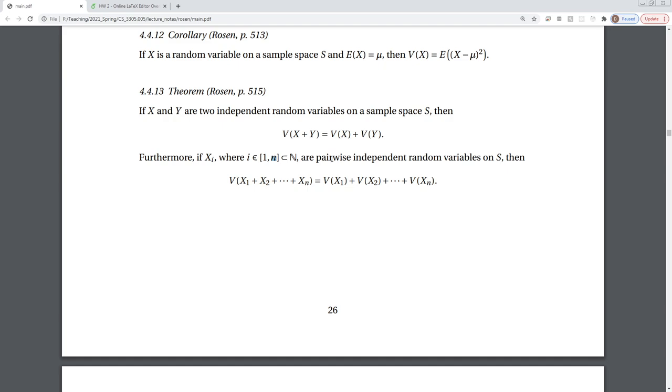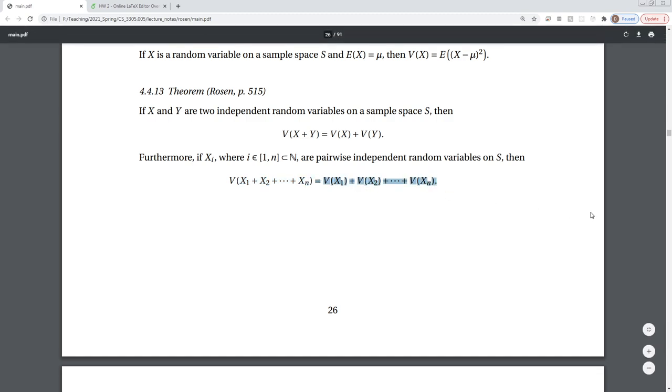Sets of experiments, however you want to term it, are pairwise independent random variables on our sample space S. If they're independent, and even if we have more than just the two, so long as each of them is individually independent, then we can separate them out into these separate variances.